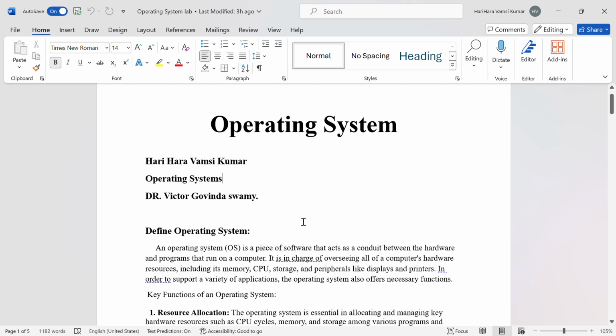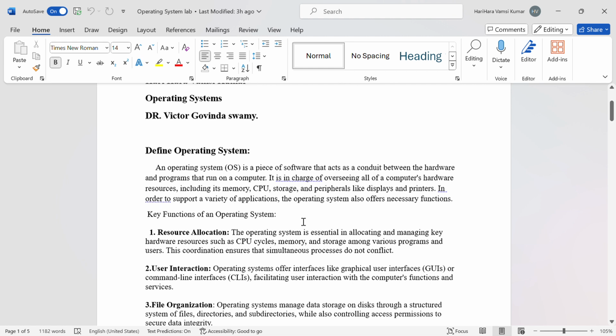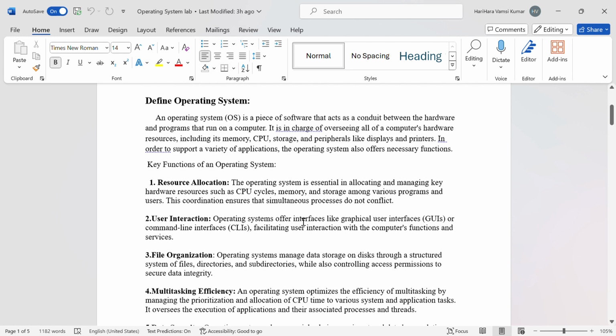Today's topic is about operating systems. Define operating systems. An operating system is a piece of software that acts as a conduit between hardware and programs that run on a computer. It is in charge of overseeing all of the computer's hardware resources, including its memory, CPU, storage, and peripherals like display and printers. In order to support a variety of applications, the operating system also offers necessary functions.